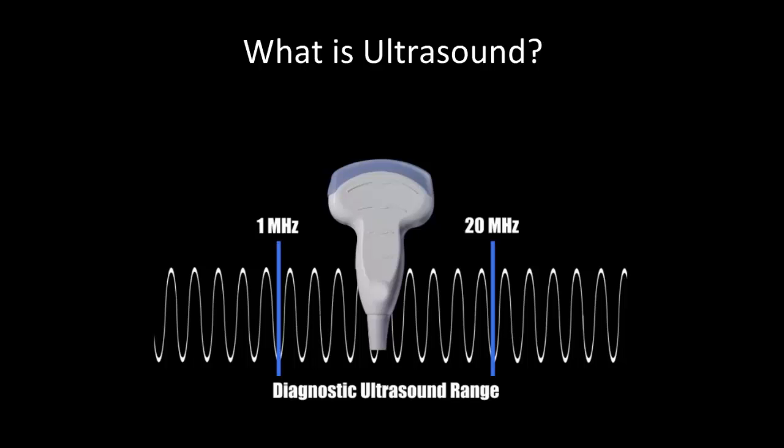Ultrasound is a sound with a frequency that is greater than the upper limit of human hearing. Although the upper limit of human hearing is quite variable from person to person, in a healthy young adult it's about 20 kHz, so 20,000 cycles per second. Diagnostic medical ultrasound has a much higher frequency than that, usually in the range of 1 to 20 MHz, so millions of cycles per second.